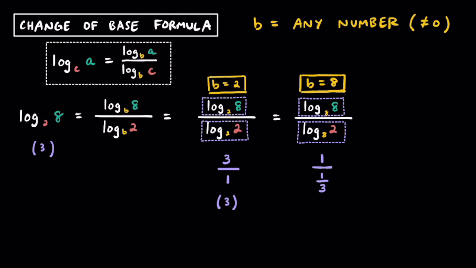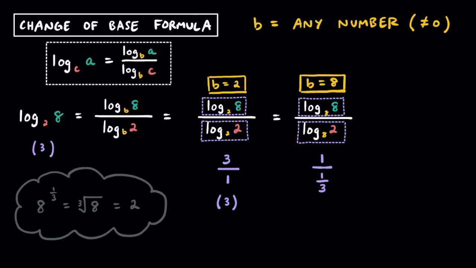Now, if you're a little confused about the denominator, take a look at this. If you were to raise 8 to the 1/3 power, that's the same thing as taking the cube root of 8, and that's equal to 2. Since 8 to the 1/3 power is equal to 2, then log base 8 of 2 is equal to 1/3.